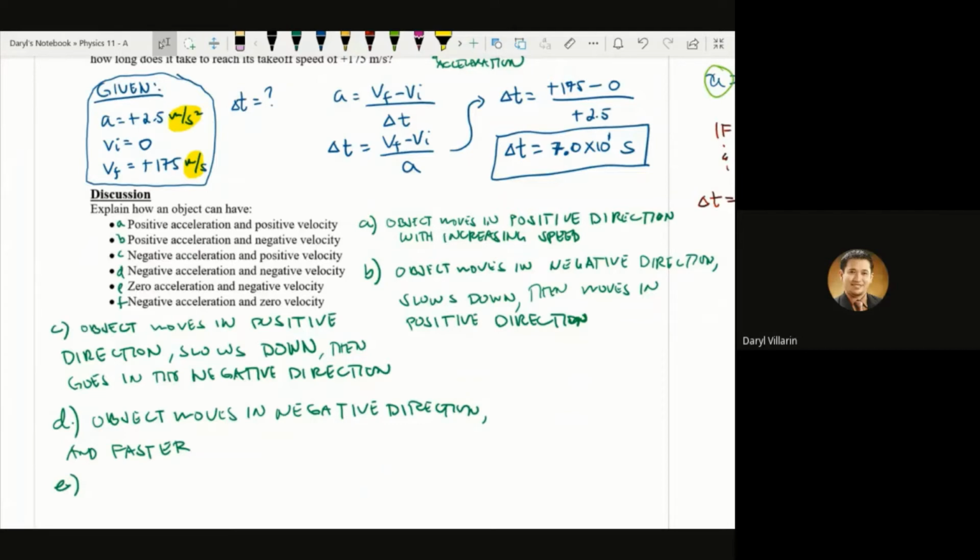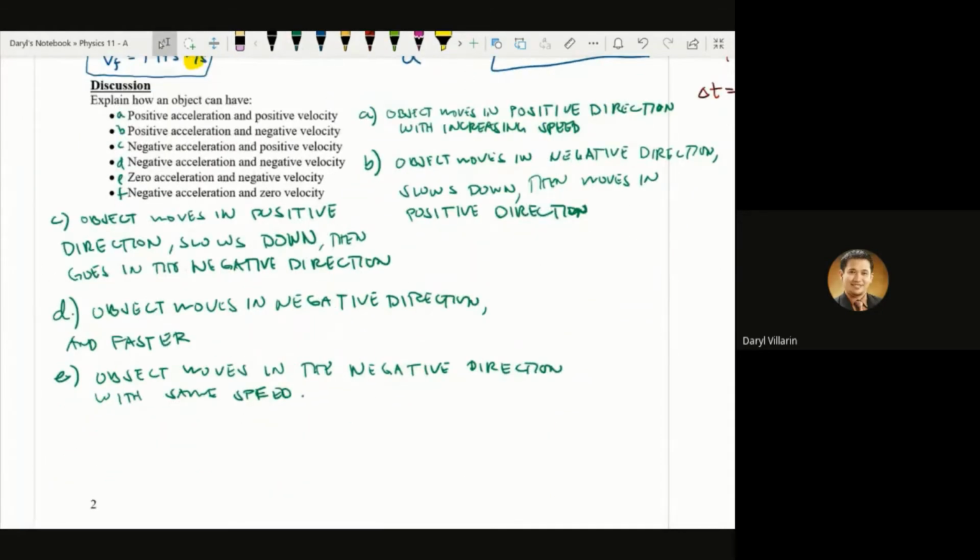And letter E, you have here zero acceleration and negative velocity. Well, zero acceleration means that it's just moving with a constant velocity. Object moves in the negative direction with the same speed. Remember that when I say speed, it's just the magnitude of the velocity. So if you can see there, that is just a straight line graph in the velocity time graph.